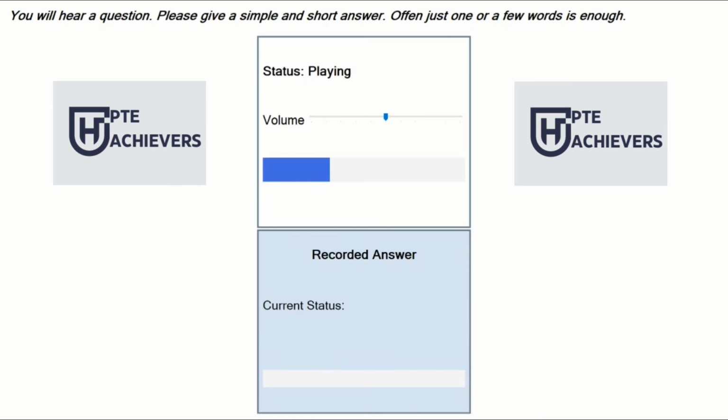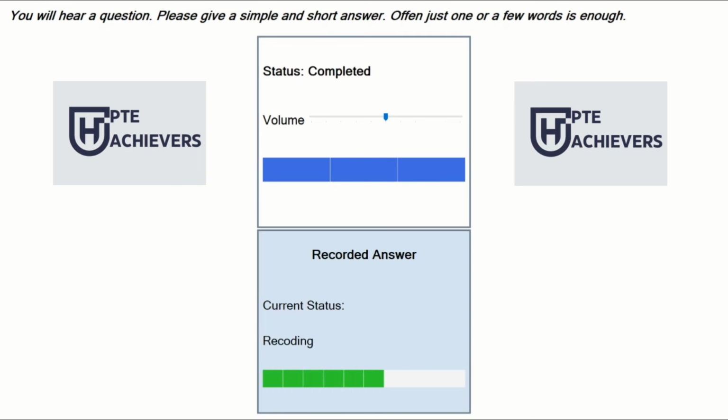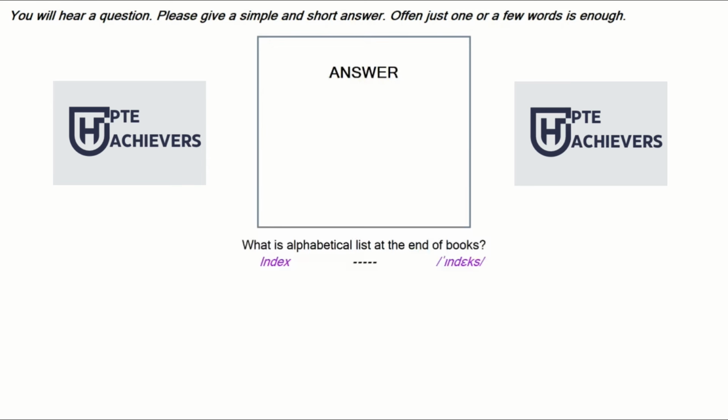What is alphabetical list at the end of books? Index.